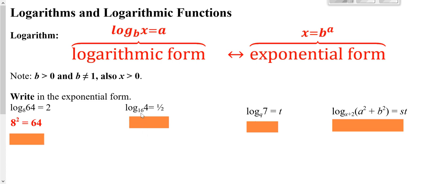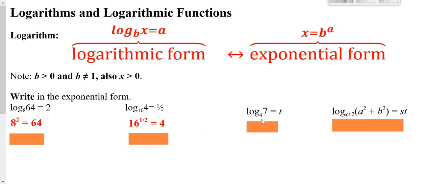Same idea here. We take our base of 16, swing it to the other side, hit the 2 up as the exponent, and then it'll equal the 4. Now, in both of these, you should know that 8 squared really is 64, or 16 to the 1/2 (remember, 1/2 power means square root) is 4. So whether you are looking at it in the logarithmic form like you were given or exponential form, they both mean the exact same thing.